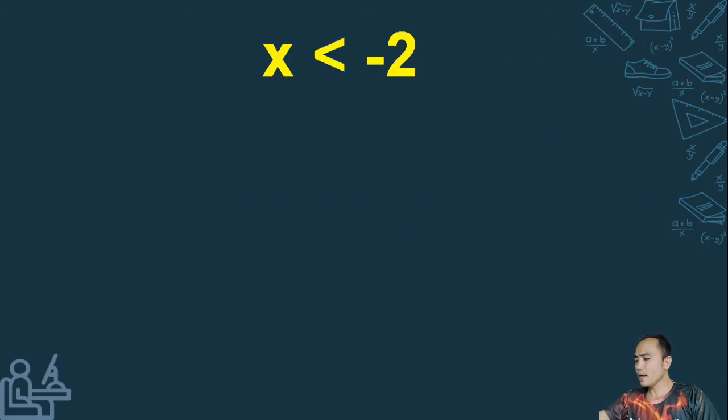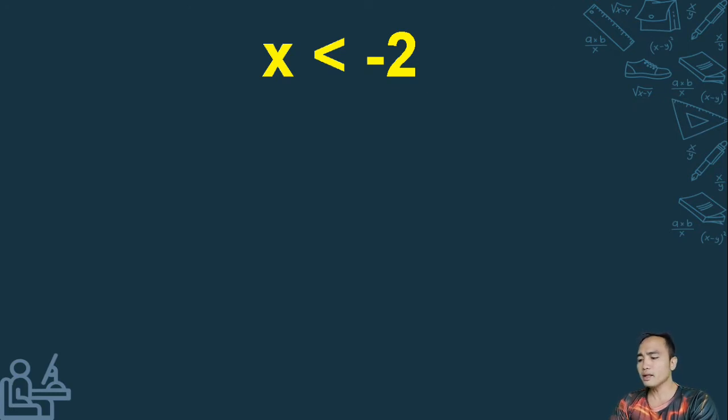An inequality differs from an equation only with respect to the comparison symbol between the two quantities being compared. In place of the equal sign, we use less than or equal to, greater than or equal to. To solve an inequality means to find its solution set. For example, to solve the inequality x less than negative 2, we must find all the real numbers that will make the inequality true.